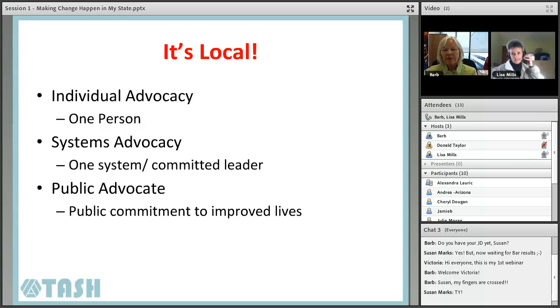So then a lot of people get motivated to take on systems advocacy so that the effort for one person is expanded to include everyone that system might impact. So systems advocacy is really important. And then finally, people understand that in order to replicate and sustain systems advocacy beyond a committed or charismatic leader, we really need public advocacy so that we change laws, so that we change the culture, so that we change the way people view people with disabilities. Each layer of advocacy is really important. Public advocacy is the advocacy that has the most lasting, most impactful result.